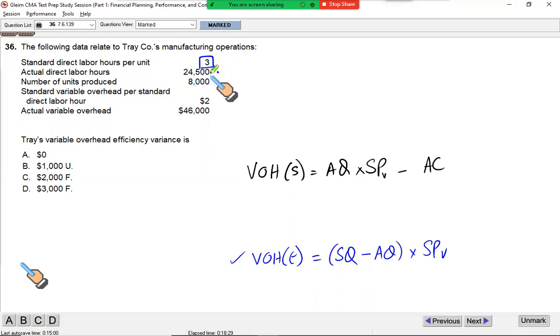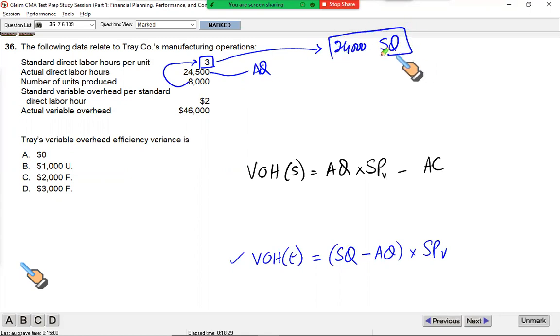This is the actual quantity, AQ. Now, look at this. Number of units produced: you produced 8,000 units. If you produce 8,000 units, our standards tell us that each unit should take 3 hours. That means we should have used 8,000 times 3, 24,000 labor hours. This is called standard quantity. You should have used 24,000 labor hours, but you actually used 24,500 labor hours. So this is the standard quantity of labor hours, and this is the actual quantity of labor hours, right?